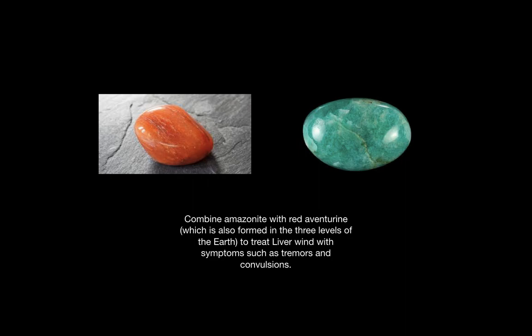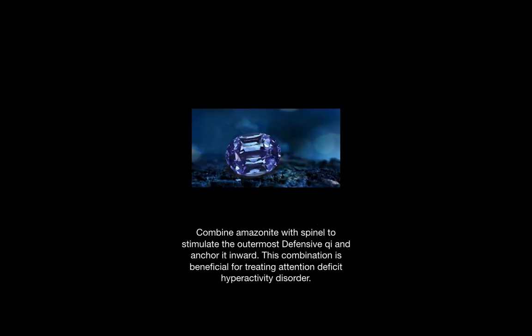Amazonite can be combined with red aventurine, pictured above, which is also formed in the 3 levels of the earth, like Amazonite is, to help treat liver wind that manifests with symptoms such as tremors and convulsions. You can combine Amazonite with spinel to stimulate the outermost defensive or protective Wei Qi and anchor it inward. Amazonite and spinel are beneficial together for treating attention deficit hyperactivity disorder.